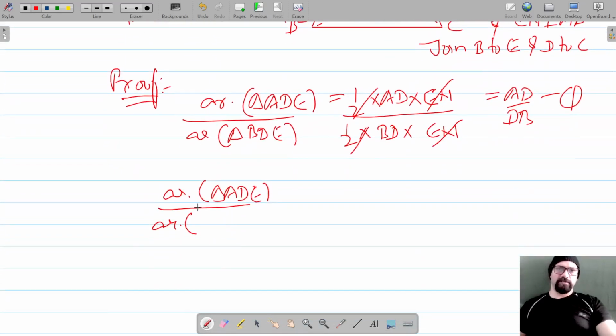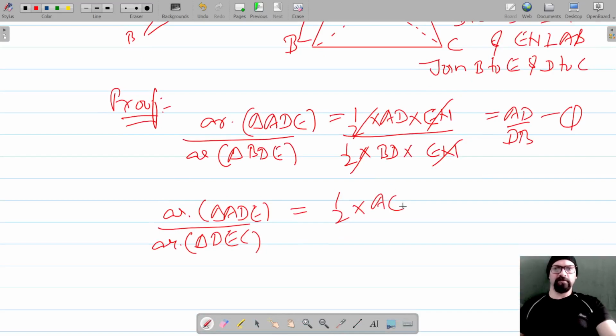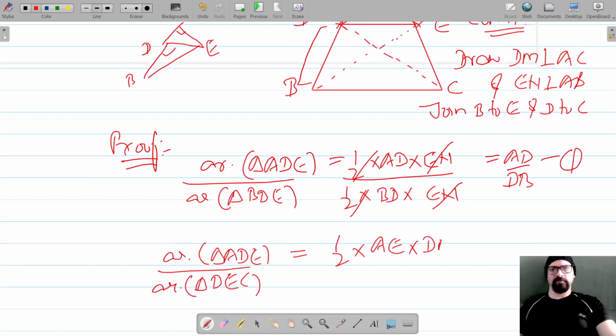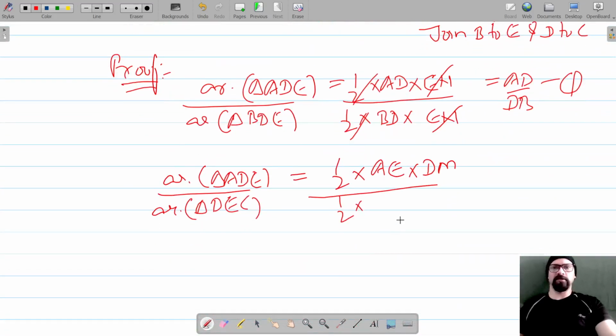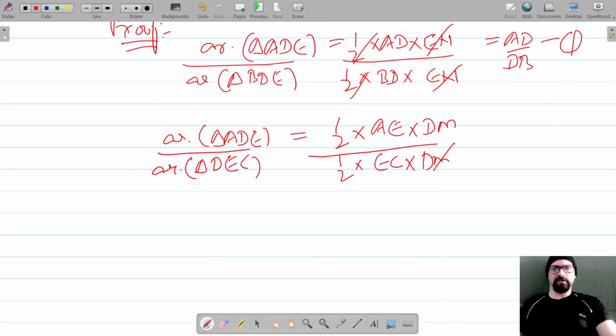Okay, again, I'm going to divide the area of the same triangle, and this time our triangle is triangle DEC. For this time, I'm going to take the base of triangle ADE as AE. So this is AE into DM upon half into triangle DEC, which is EC, and its perpendicular is outside, which is DM. So this gets cancelled and it's equal to AE by EC.